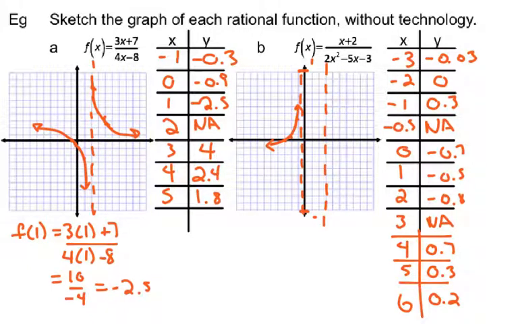I'll do the right side before I do the middle. At 4, we're at 0.7. At 5, we're at 0.3. And at 6, we're at 0.2. And again, this graph will curve up in towards the asymptote.